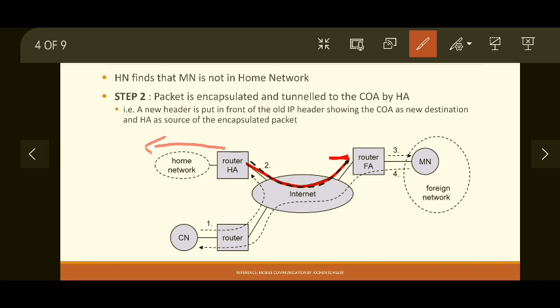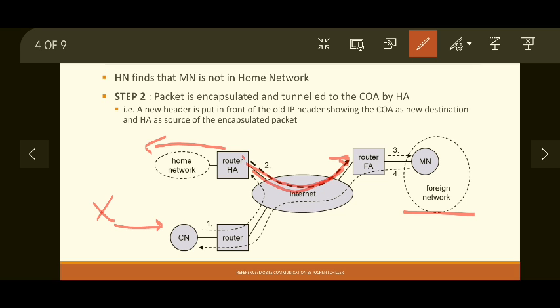Like this. While forwarding this packet, this is called tunneling. It tunnels the IP packet through the internet towards the foreign agent because the mobile node has moved to the foreign network. Now this process of forwarding the packet from the home agent to the foreign agent is not known to the correspondent node. So the correspondent node does not worry about what the home agent is doing.